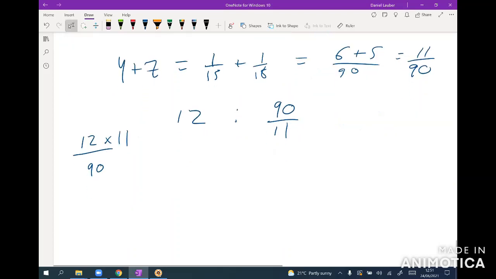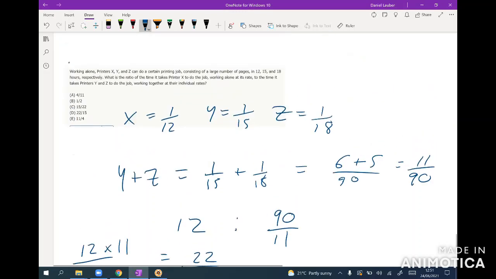That simplifies down. We can take out a factor of 2, so we get 66 over... Oh, we can take out the factor of 3 as well. So we get 22 over 15, I believe. Yeah, there we go. D.